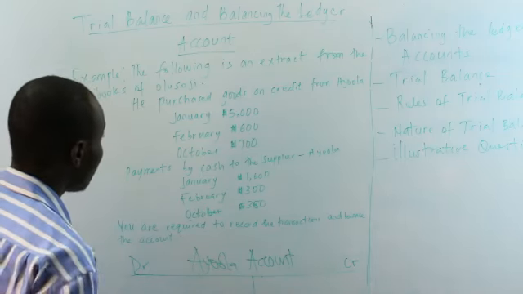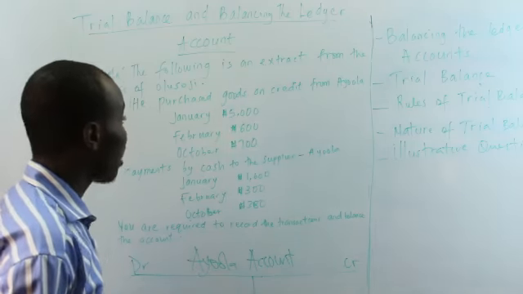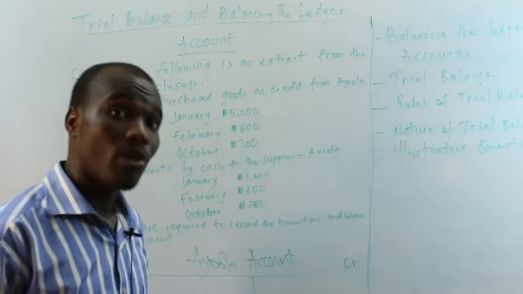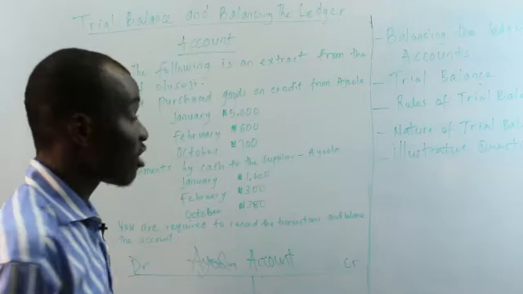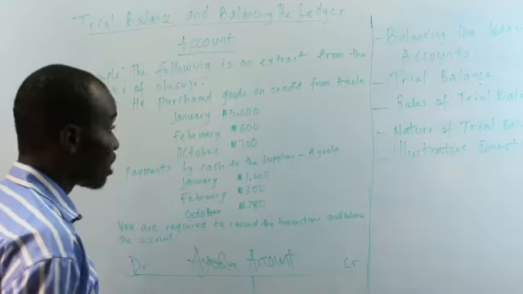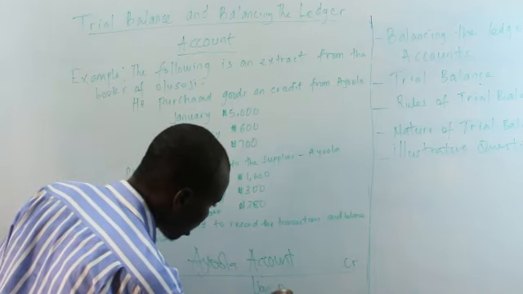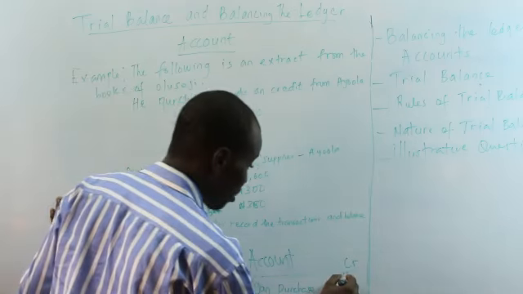So we have he purchased goods on credit. When the goods were purchased on credit from Ayola, Ayola's account, the personal account, will be credited, while the purchase account will be debited. So Ayola's account will be credited with the amount of goods purchased. So we have January, he purchased goods worth 5,000 naira.